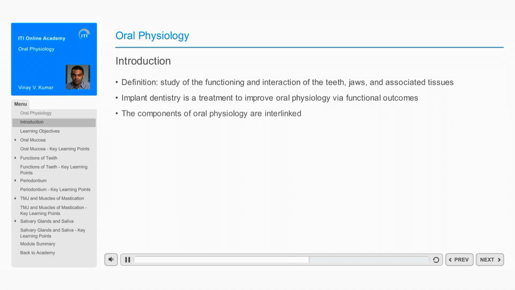The components of oral physiology, although interlinked, can be divided for simplicity into various functional components, such as the teeth, periodontium, and oral mucosa. The aim of this module is to provide an overview of oral physiology as it relates to implant therapy in terms of these functional components. It cannot be an exhaustive discussion of these topics, but aims to introduce users to these issues and the way that oral physiology can influence implant treatments.